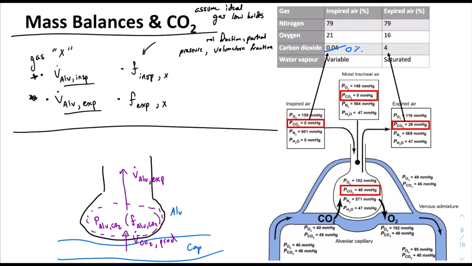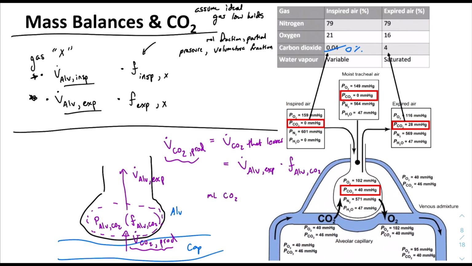Then we can say that this volume of CO2 being produced is actually equal to the volume of CO2 that leaves the alveoli, i.e. it is equal to the volume leaving the alveoli through expiration times the fraction of CO2 within the alveoli within the lungs. We're not caring about dead volume here, we're just caring about the pure milliliters of CO2 produced from the capillaries into the alveoli, and those milliliters are then removed by expiration, and this is the purest units of volume of CO2.